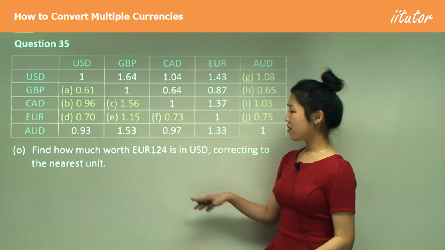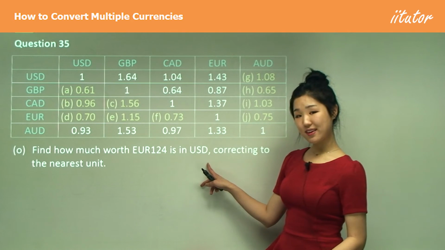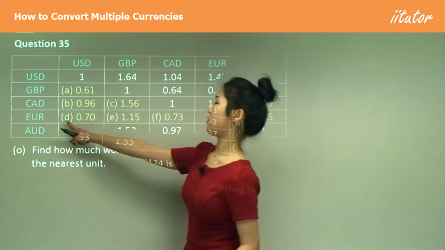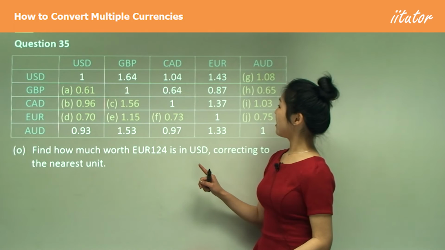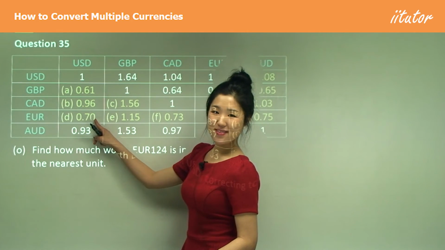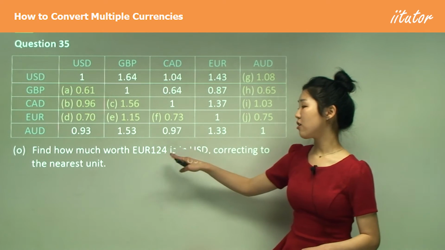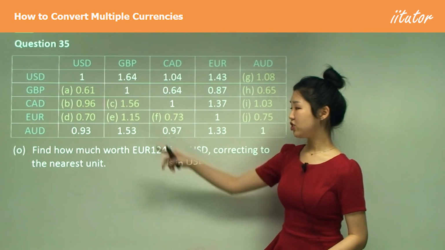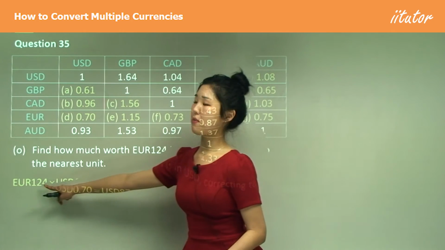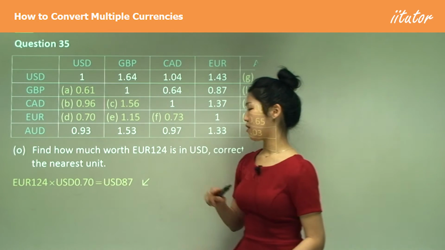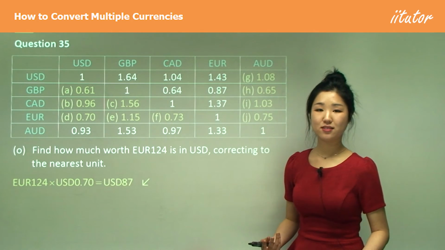Find how much worth euro 124 is in USD. So 1 euro in USD, where is USD? Oh, here, sorry. 0.70. 1 euro buys 0.70 USD. So to get 124 euro, just times your 0.70 by 124. And that would get you 87 in USD dollars. All right.